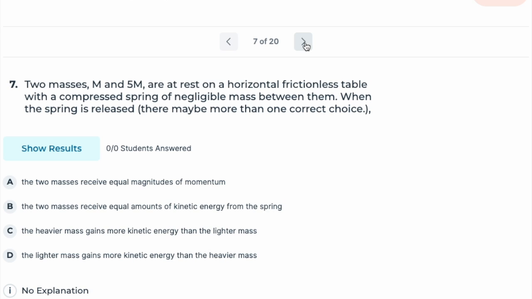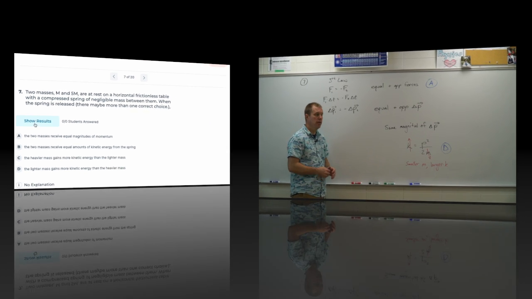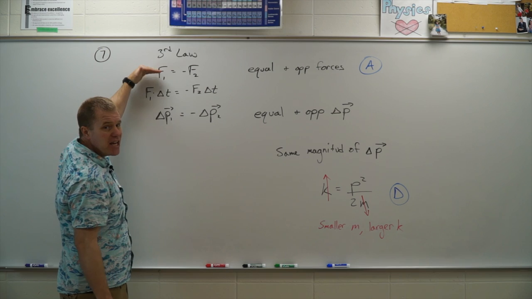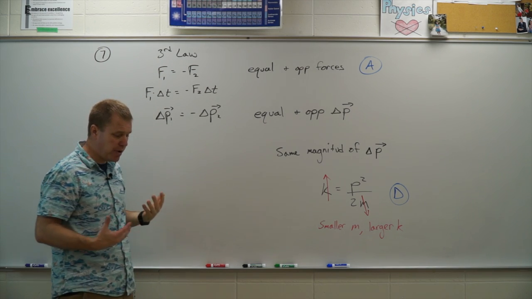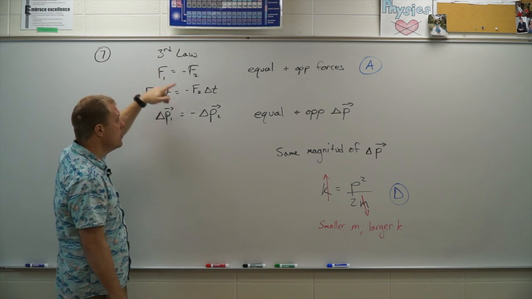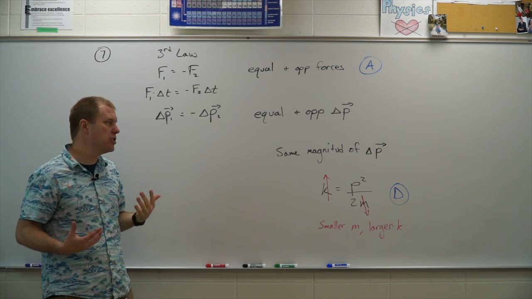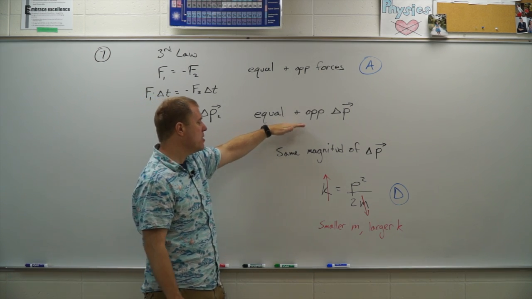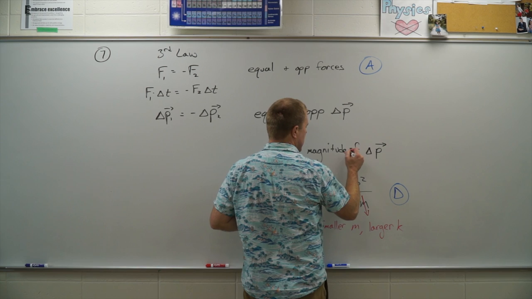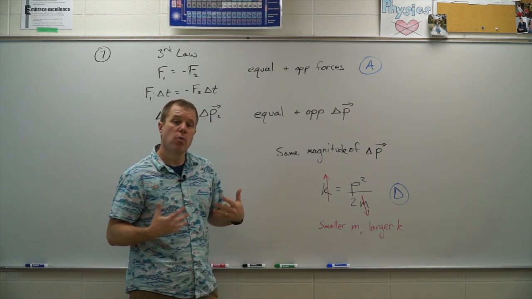7. 2 masses, M and 5M, are at rest on a horizontal frictionless table with a compressed spring of negligible mass between them. When the spring is released, there may be more than one correct choice. Okay, so the spring between them, equal and opposite forces on them. So we are going to have equal and opposite forces for equal amounts of time, equal and opposite changes in momentum.